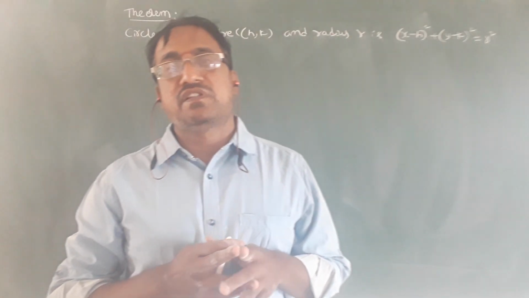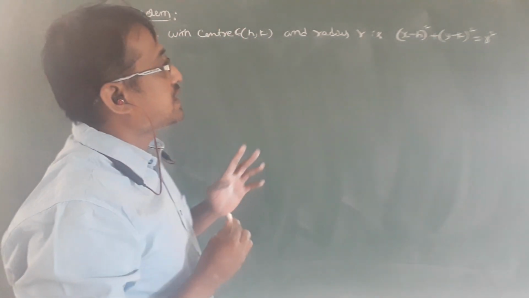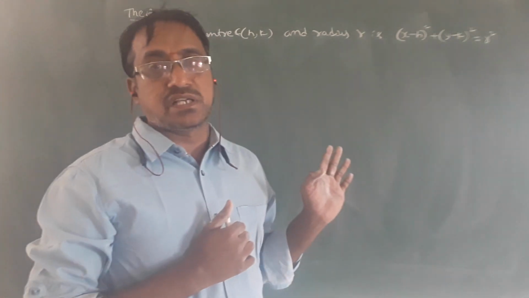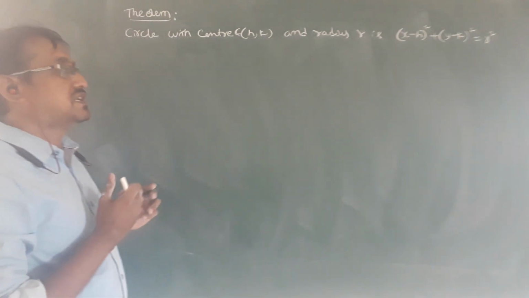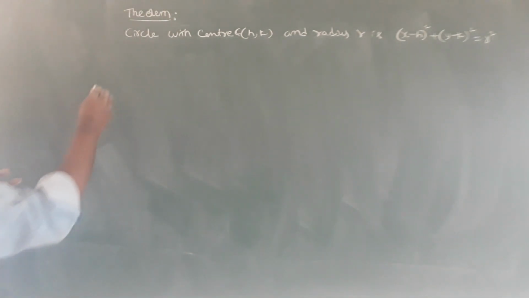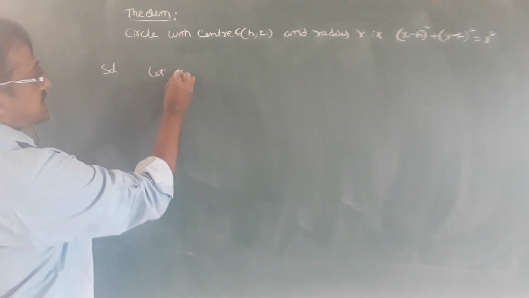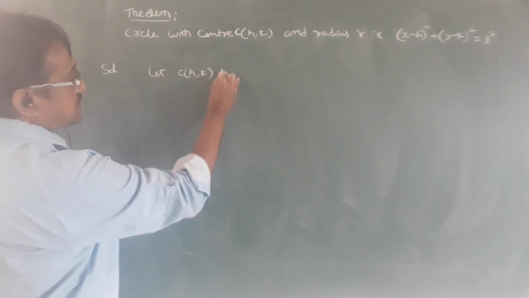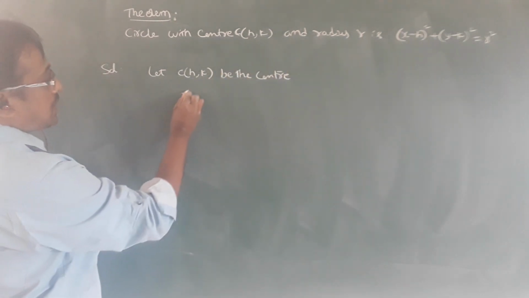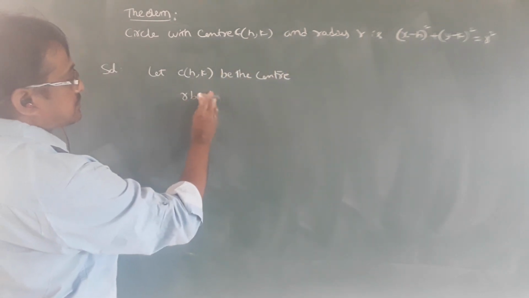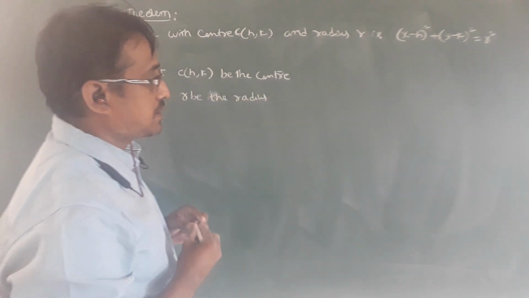The equation of the circle with center (h, k) and radius r is (x minus h) whole square plus (y minus k) whole square is equal to r square. Very important concept. Let us prove this theorem. Now let (h, k) be the center and r be the radius of the required circle.